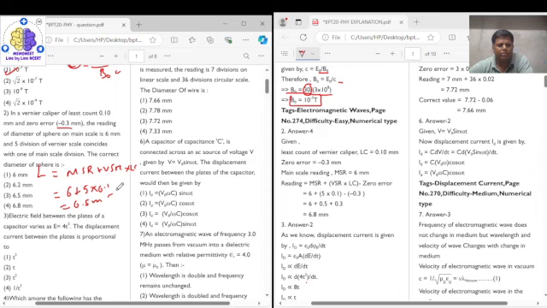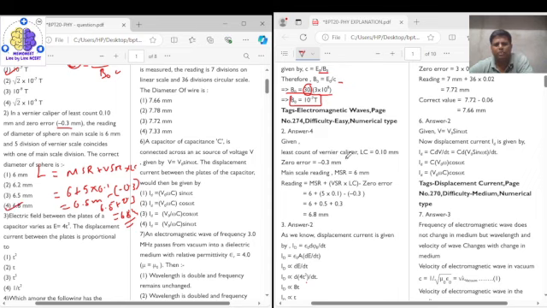So we subtract the zero error, so subtracting minus of minus 0.3. So this will give you 6.5 plus 0.3, which is equal to 6.8 millimeter. So this is the actual diameter of the sphere. So 6.8 millimeters, option 4 is given in the question.